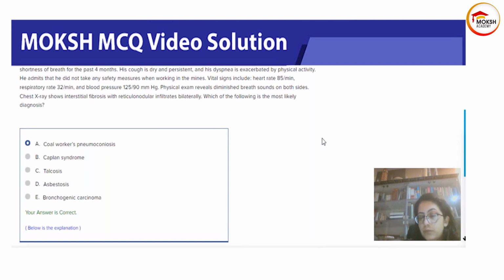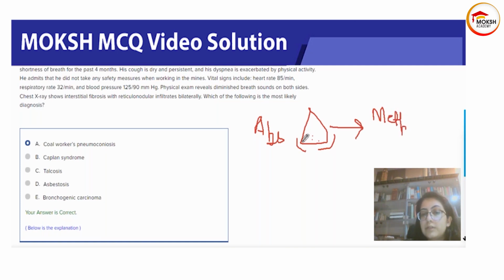So we were on asbestosis. I had to erase my figure, but I'll put the points again. In asbestosis, you will find the infiltrate in the lower part of the lung, and you will also find pleural plaque. Apart from this, an important point is that asbestosis is a cause of mesothelioma. Mesothelioma is basically cancer of the pleura. Since it is causing pleural plaque, it is going to cause cancer of the pleura, mesothelioma.